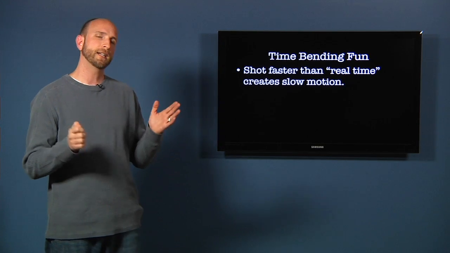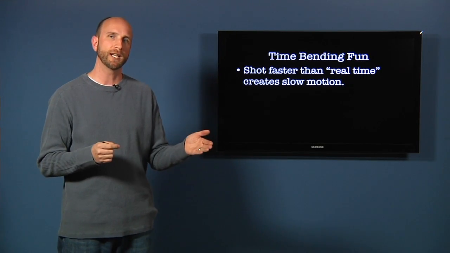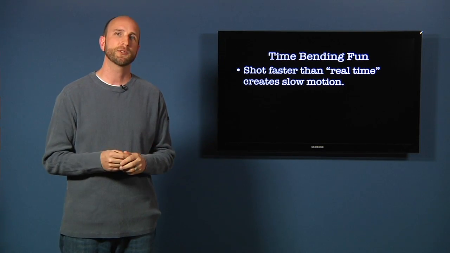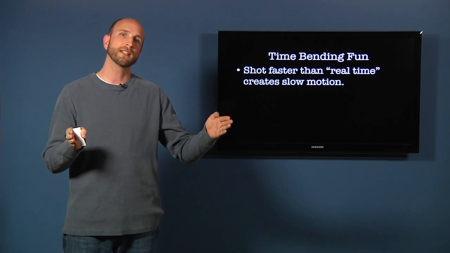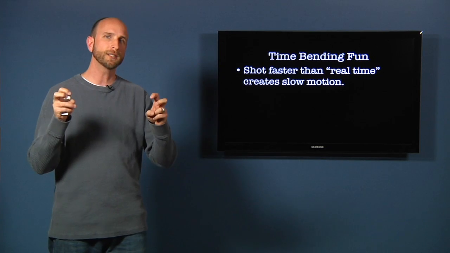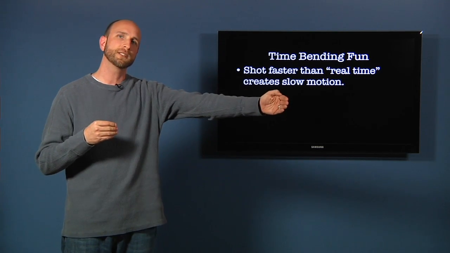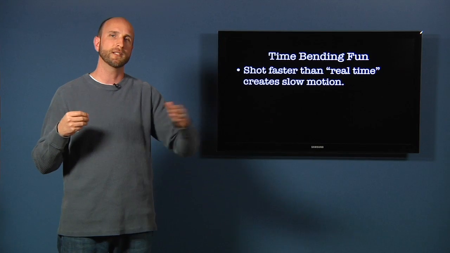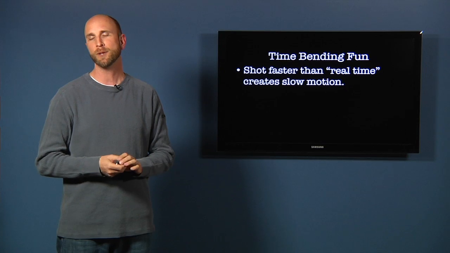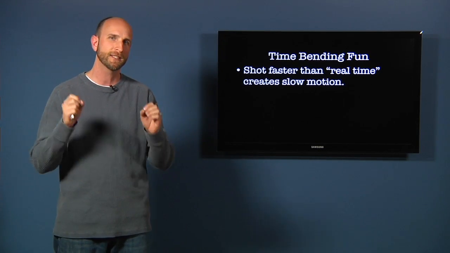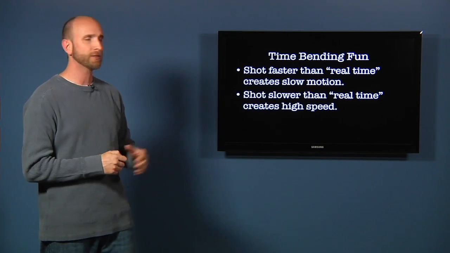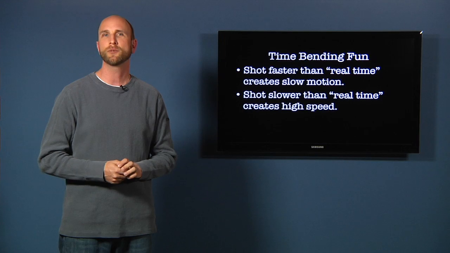We can do that by shooting faster than our frame rate, and our frame rate is what we refer to as real time. So if we were shooting at 30 frames per second and we shot 1 second of video, but we shot it at 1,000 frames per second, well, we're shooting faster than real time, and when we show that back in real time, that 1,000 frames is going to take several seconds, so it's going to be really slow motion. If you're a fan of Mythbusters, you know about their high-speed cameras and how they slow everything down by shooting really fast. Well, you can do the opposite of that, and if you shoot slower than real time, that makes everything go really, really fast.